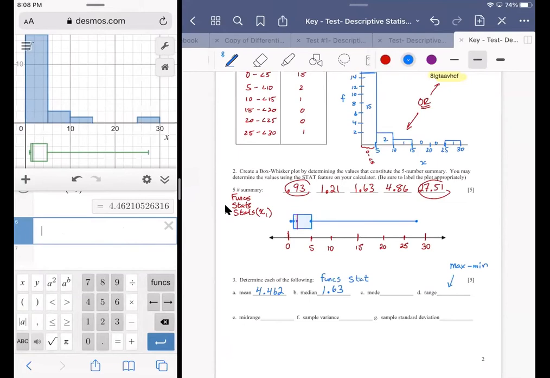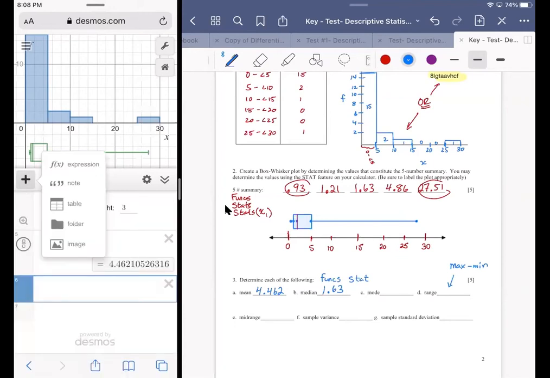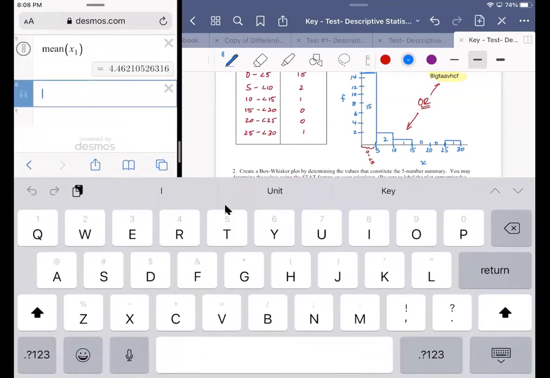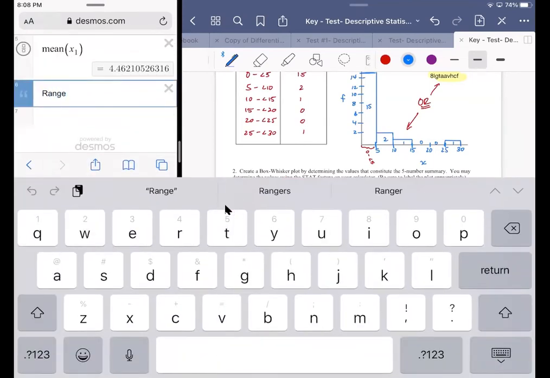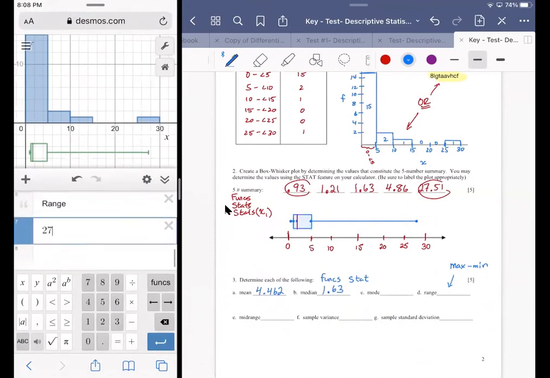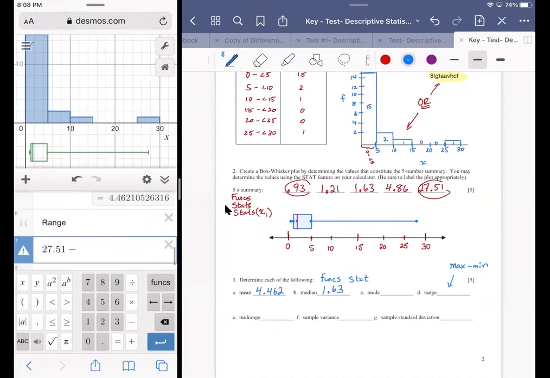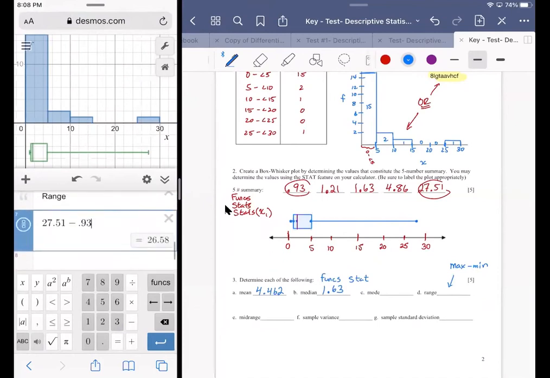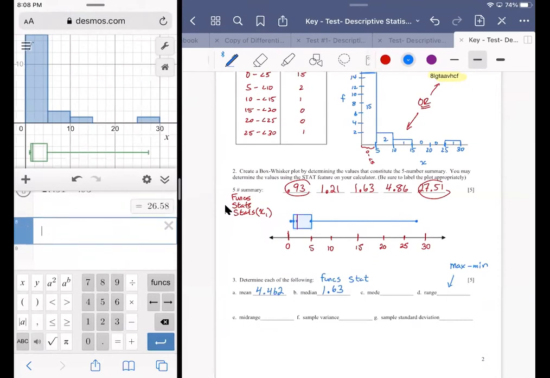So if you really want this to be like a standalone submission where you don't really have to write too much down on Blackboard, what you can do is you can insert a little note here and say that this is going to be the range. And then right below it, the computation for the range, 27.51 minus 0.93. And so now you have the range. You can also write it down if you want. These numbers are easy enough to type in.